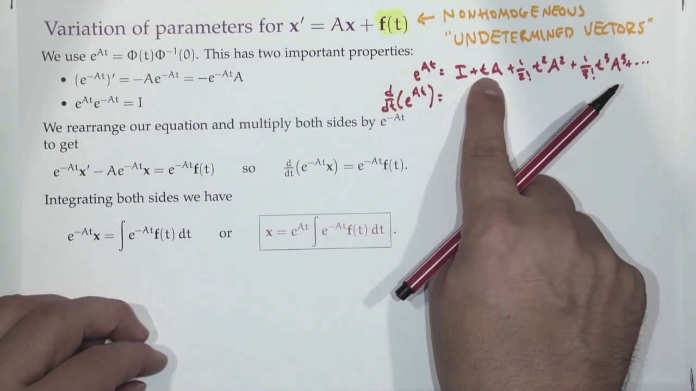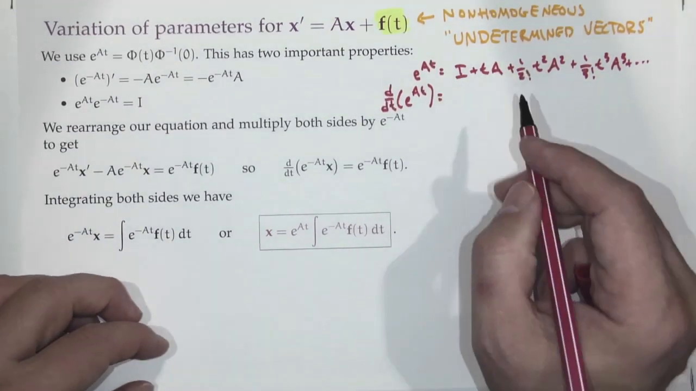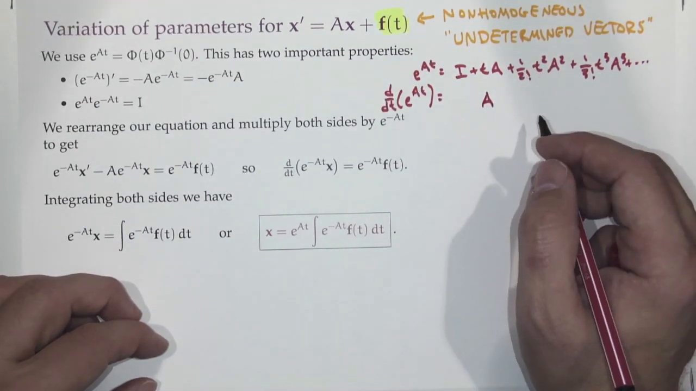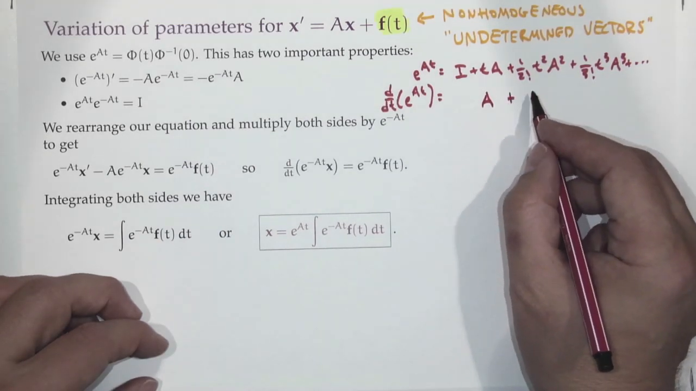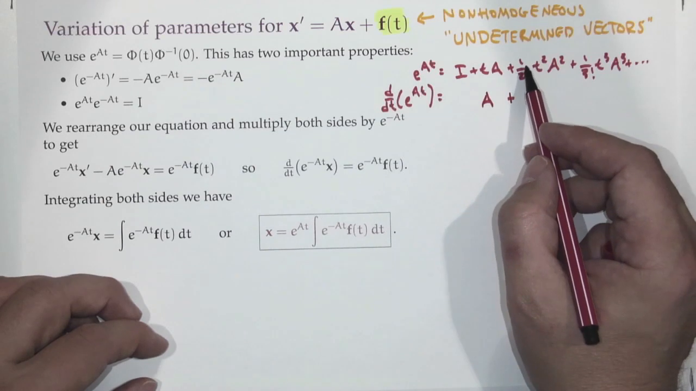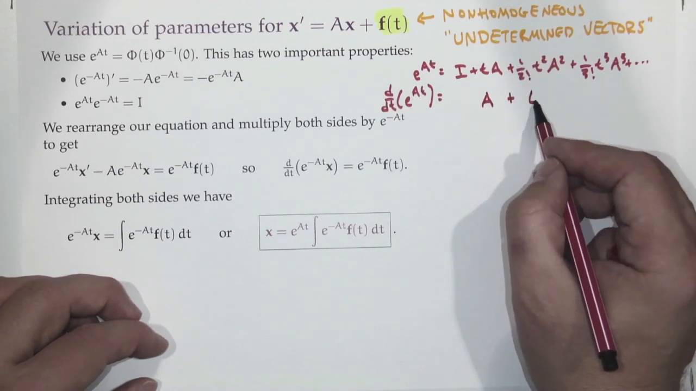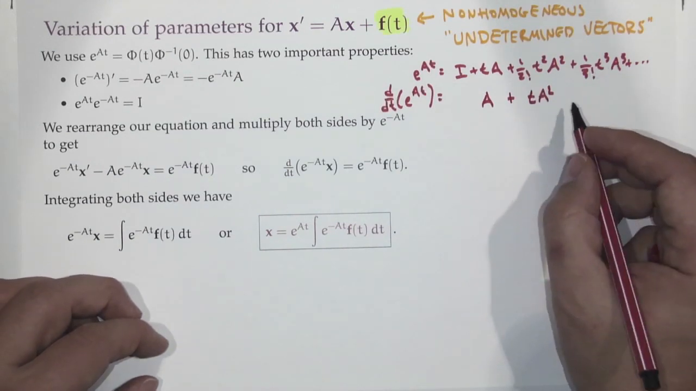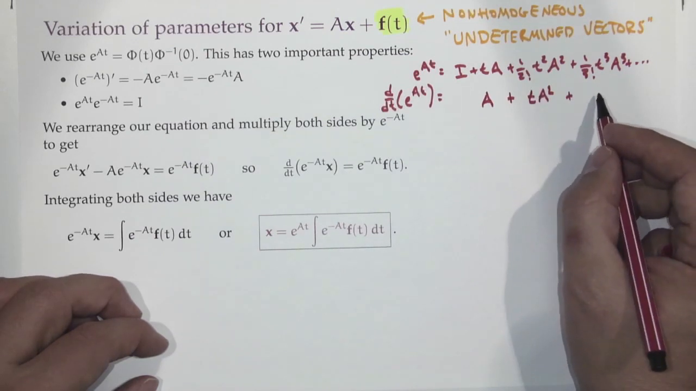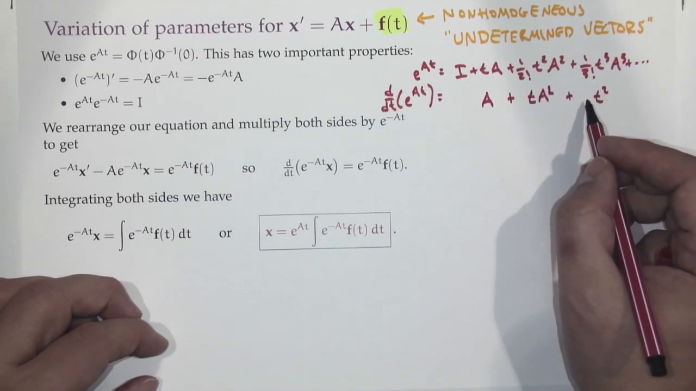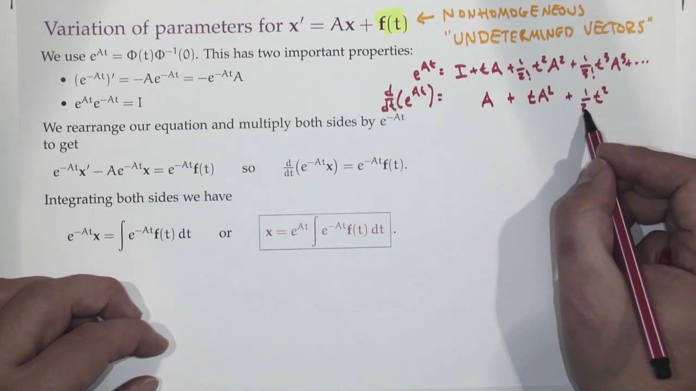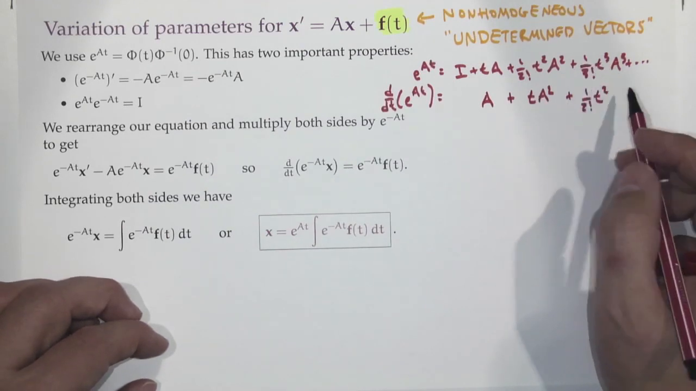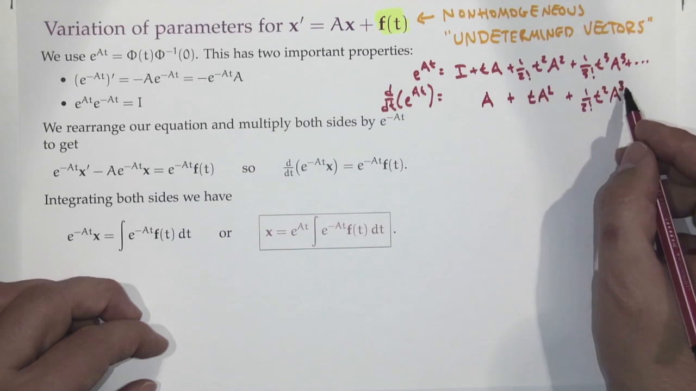The derivative of t is 1, so we would have an A. Derivative of 1 over 2 factorial t squared: the 2 comes down, and it cancels with the 2 factorial, so you really have t A squared. How about here? Derivative of 1 over 3 factorial t cubed: we get t squared. But what's the coefficient? We can say 1 over 2 factorial, because you can think of 3 factorial as 3 times 2 times 1. The 3 cancels. And now we have A cubed, and so on.